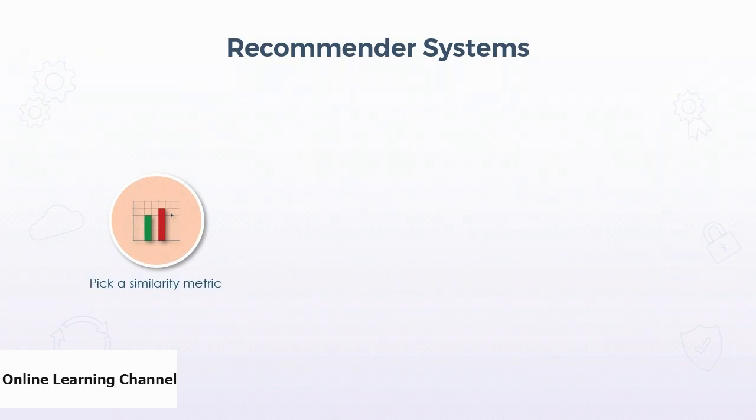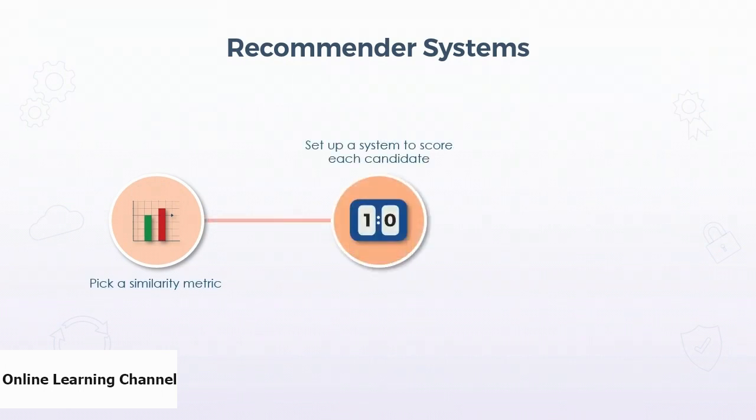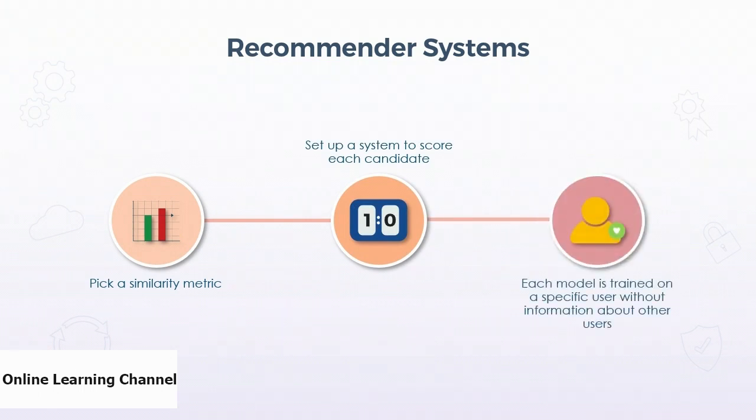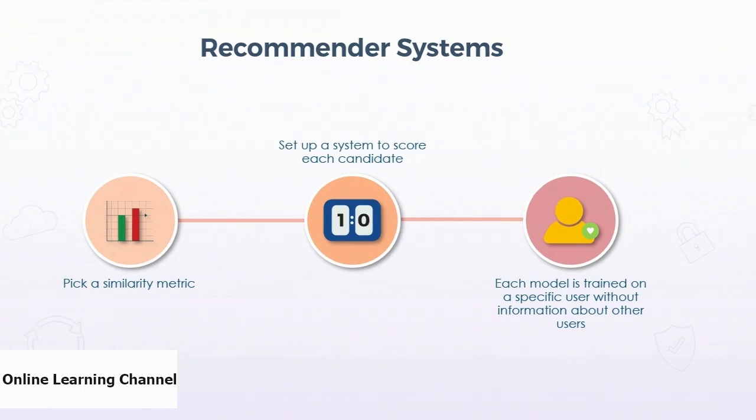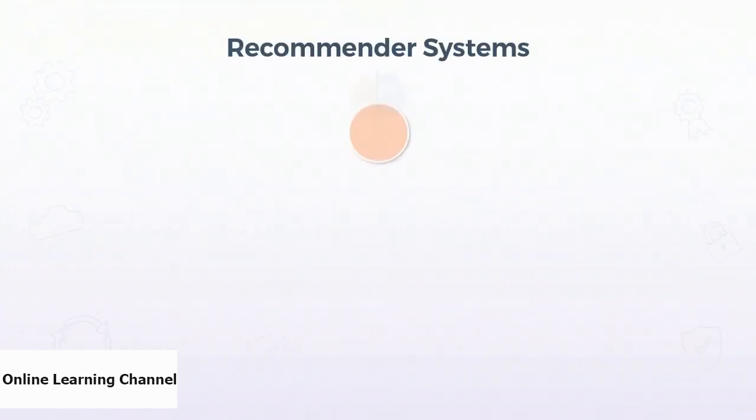The first is to pick a similarity metric, which is defined. Second is to set up the system to score each candidate. And the last is that each model is trained on a specific user without information about the other users. Like any machine learning approach, it has some advantages and disadvantages.